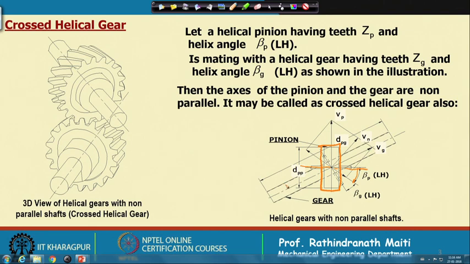Now, this is meeting with the gear, which is this one, and its shaft axis is here, and it is having the beta G, the helix angle, that is also left hand. Here the mating tooth is shown, that is on the gear, it is at the top. So, this will be the left hand. Here, if we look into the left hand side, one can visualize this, okay?